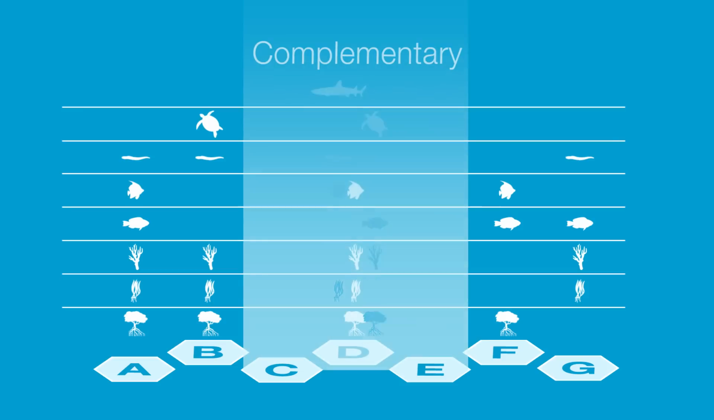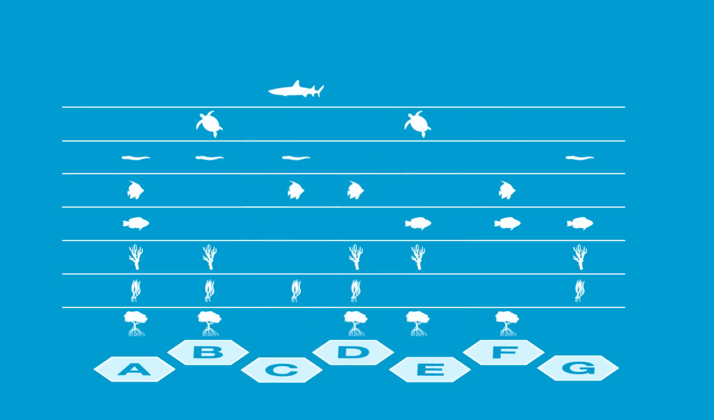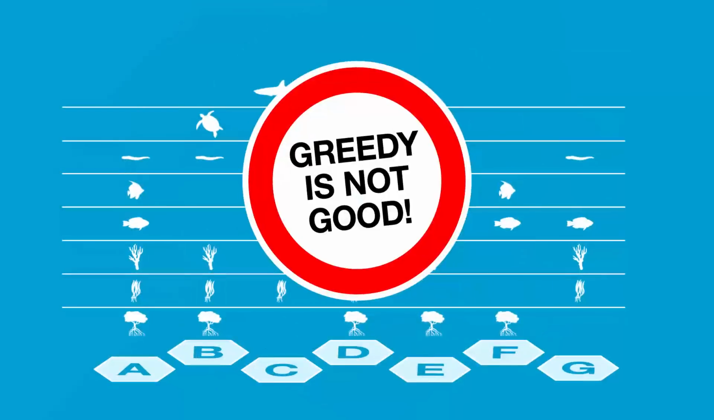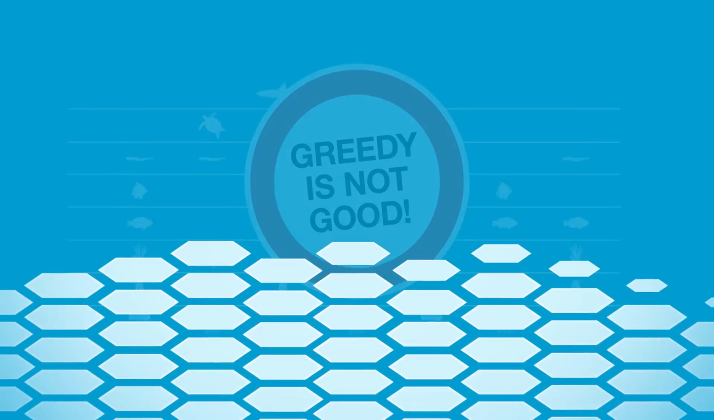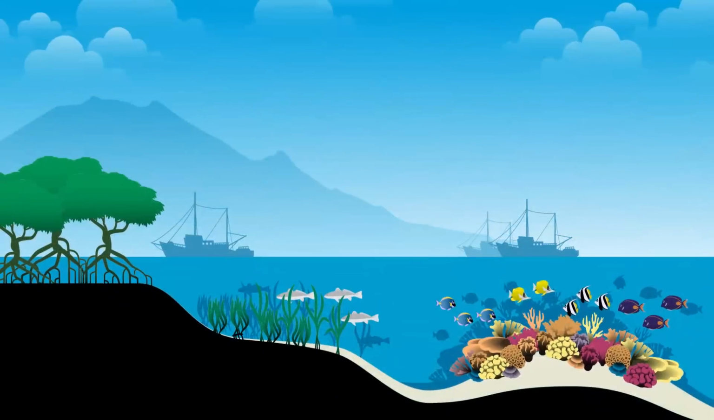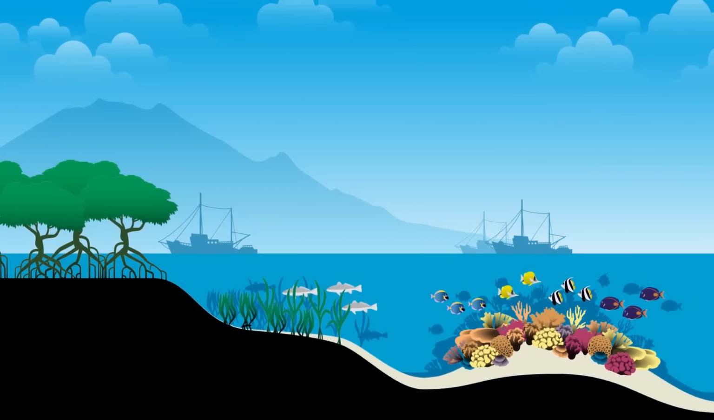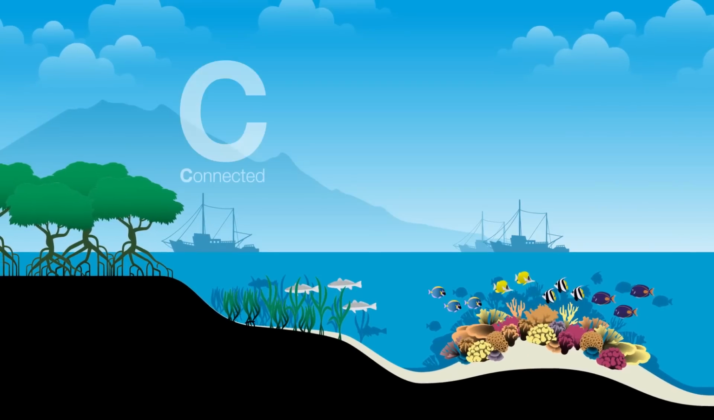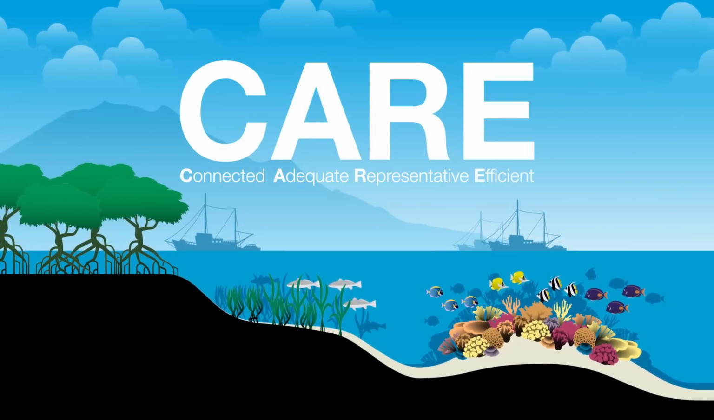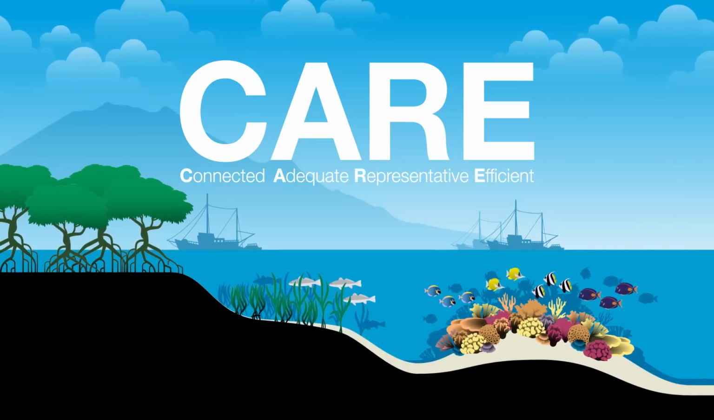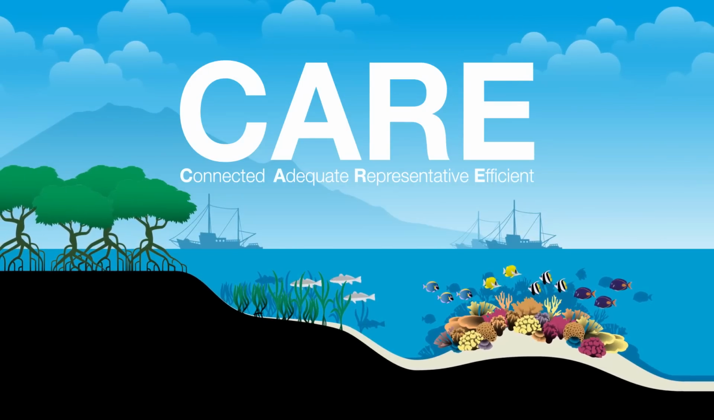Finding efficient reserve systems that represent all conservation features is not as simple as it looks. Greedy is not good. Imagine solving this problem for the Great Barrier Reef, where there are over 200 conservation features across 17,000 sites. While these complexities are the subject of ongoing research in ecology and conservation science, current systematic conservation planning approaches that use the core CARE principles is our best opportunity to achieve optimal conservation plans for coastal and marine ecosystems.